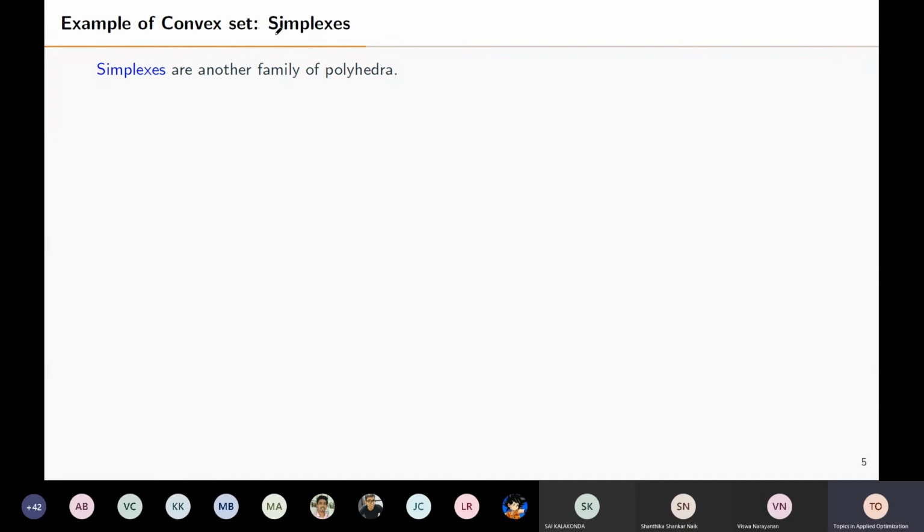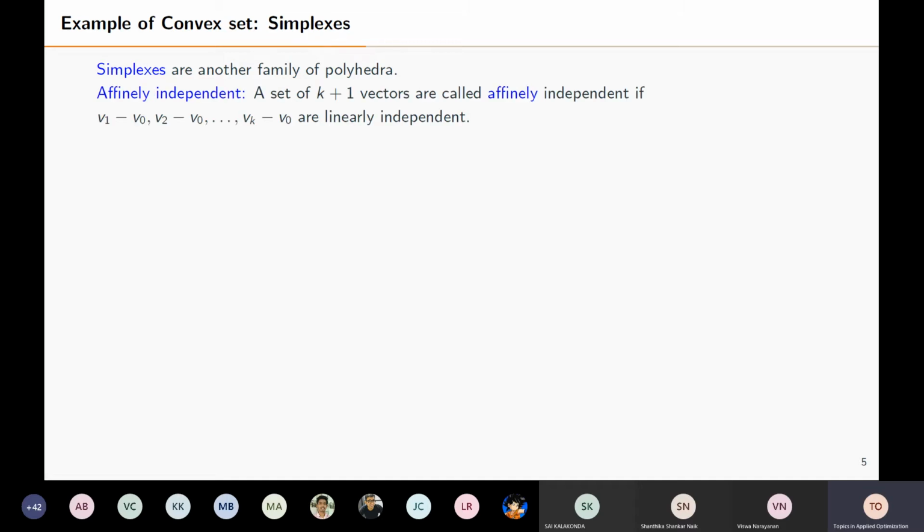There are objects called simplexes, and simplexes are another family of polyhedra. The polyhedra we saw are like a bounded form of polyhedron, so simplexes are going to be bounded. Now for simplexes, people came up with some definition of dimension. So far from linear algebra, what we know is that dimension is defined for a vector space, but we can give dimensions also to geometrical objects such as simplexes. So let us see how we define dimension for that.